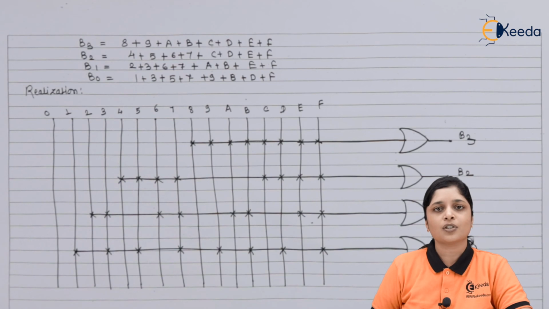This is the conversion of hexadecimal number to binary number using the concept of an encoder. So this is all about the hexadecimal to binary encoder.